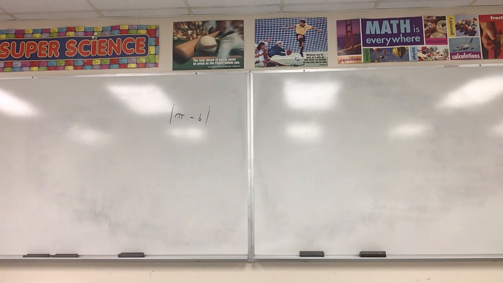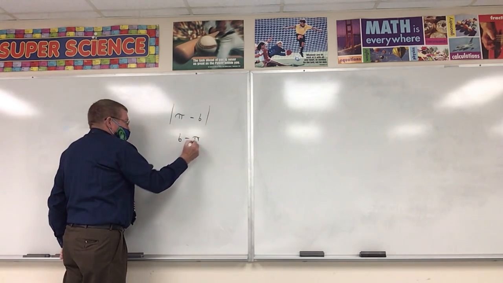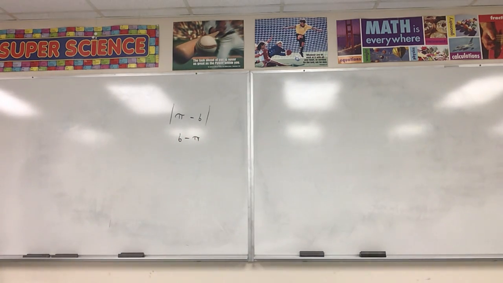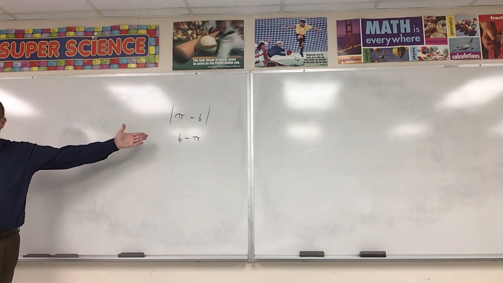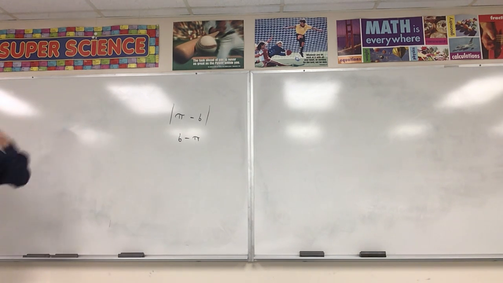But when we get to something like this, pi minus 6, is that value positive or negative? It's negative, right? So therefore, when I get rid of the absolute values, what do I have to do? I have to change it to positive. How do I change a negative to a positive? Multiply by a negative. So the absolute value of this is going to be 6 minus pi, because now that value is positive, because 6 minus 3 is a positive number, right? So we have to look at it that way when we are taking absolute values.